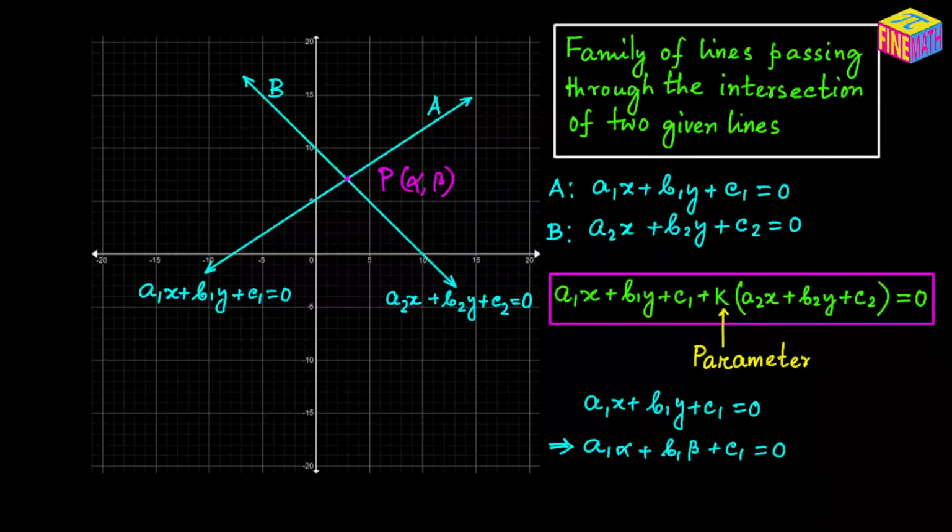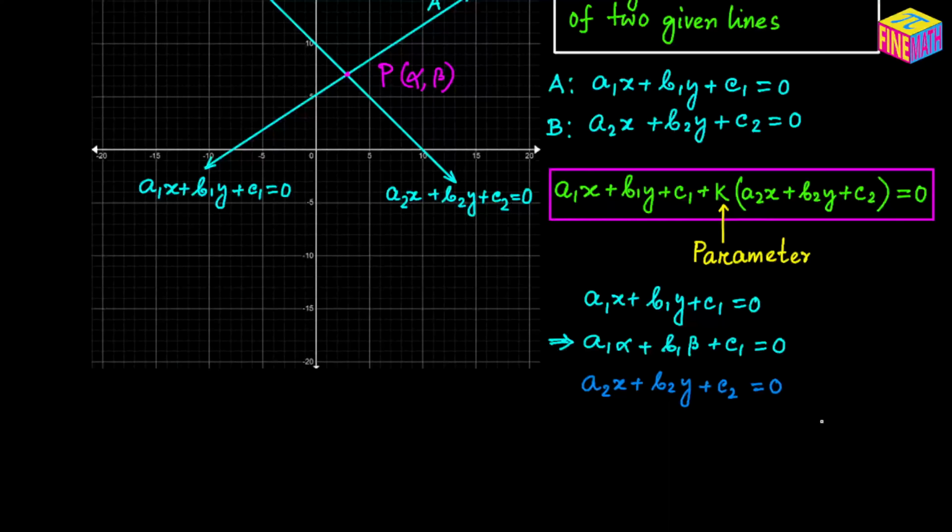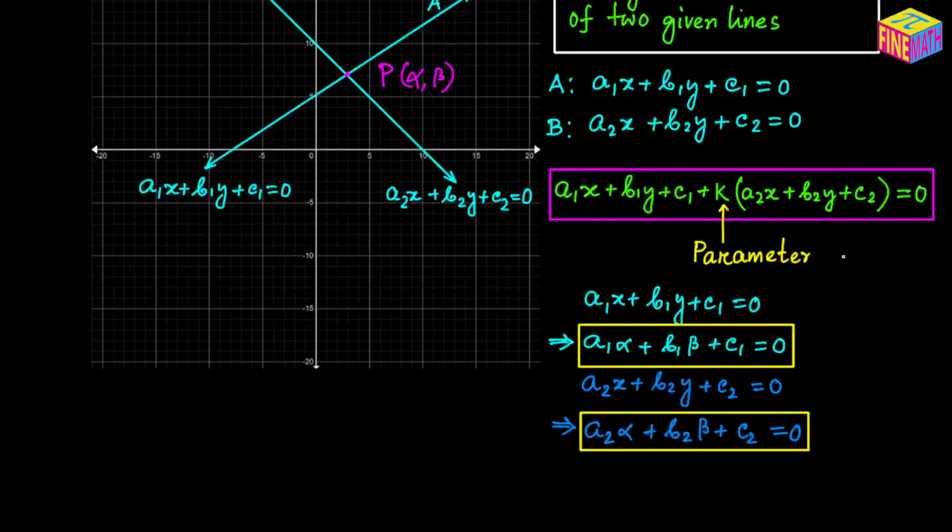And similarly, if we take the second equation, alpha and beta will also satisfy the second equation because P also lies on the second straight line. So if we substitute x and y with alpha and beta, it's going to look like this. Since the new equation in the pink box represents a set of straight lines which are also passing through the point P, the coordinates of P would also satisfy this equation.